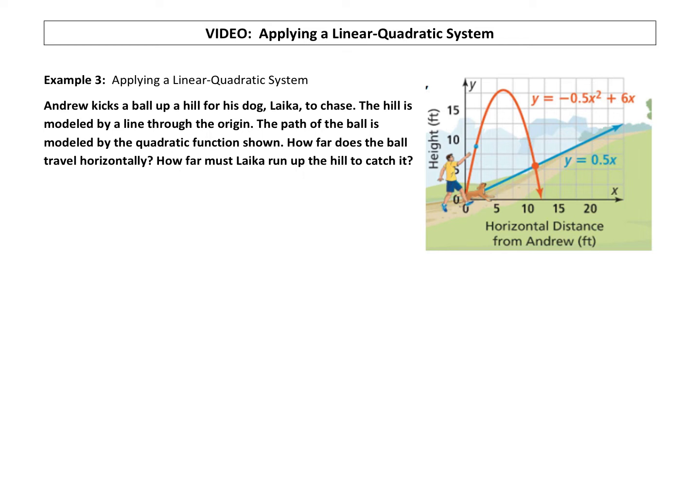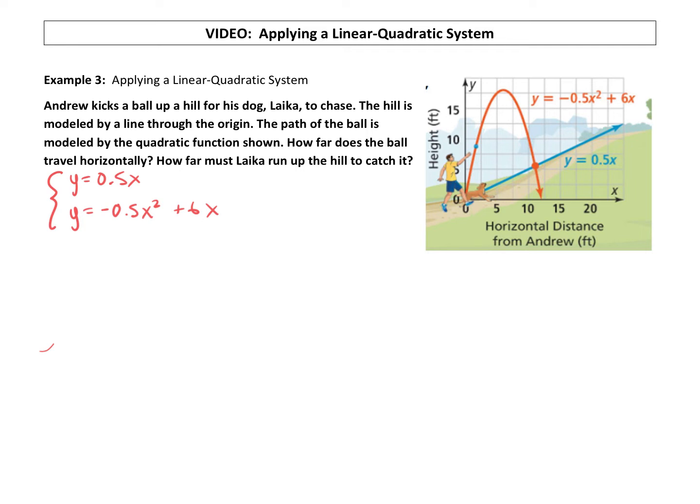So we've got a few things to figure out. We are going to create a linear quadratic system. Our linear function was y equals 0.5x. And our quadratic function was y equals negative 0.5x squared plus 6x. To find the intersection point, this is really the one we want. This one I'm assuming is 0, 0. I guess we'll find out. But we want this intersection point. So we're going to solve our linear quadratic system.